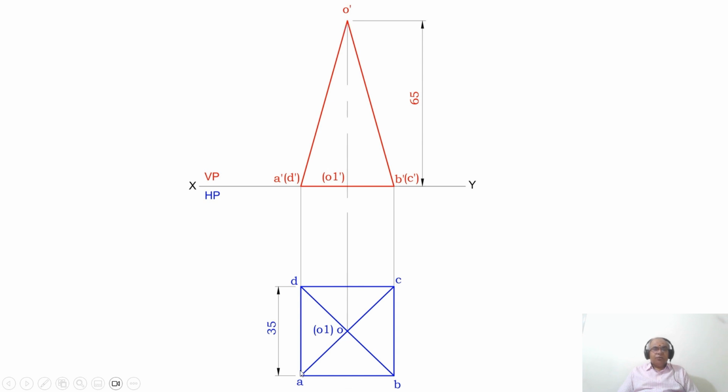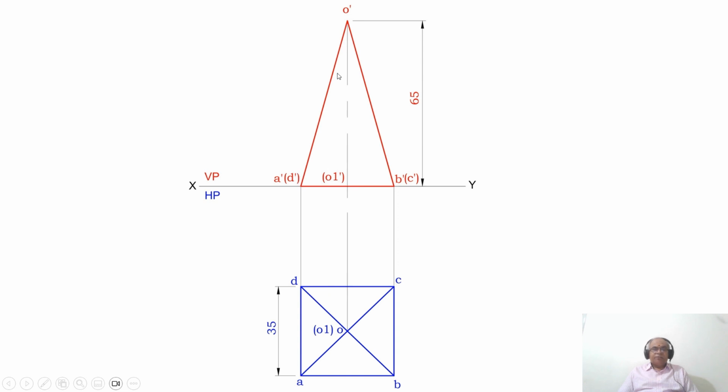As we have joined O to A, O to B, O to C and O to D here. Similarly, you join O dash to A dash with a dark line and O dash to B dash with a dark line. As we look from the front view, AB is near to the observer, so A dash B dash is visible. CD is away from the observer, therefore C dash and D dash are in bracket.